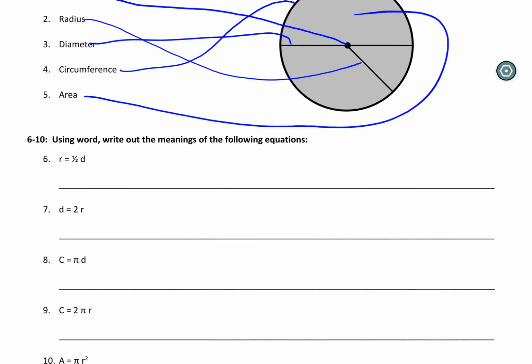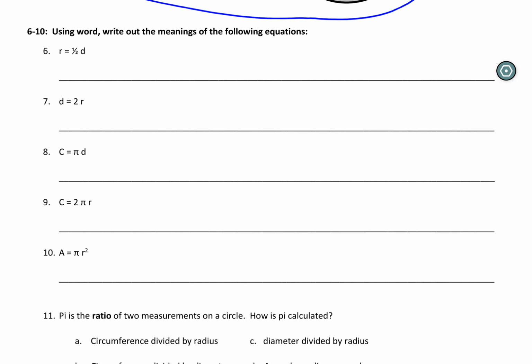For questions 6 through 10, we're basically just putting into words these formulas. And so instead of me writing it, I'm just going to tell you what they are. But I think for the most part, you guys should have this pretty well. So we have radius equals half the diameter. Diameter equals twice or 2 times the radius.